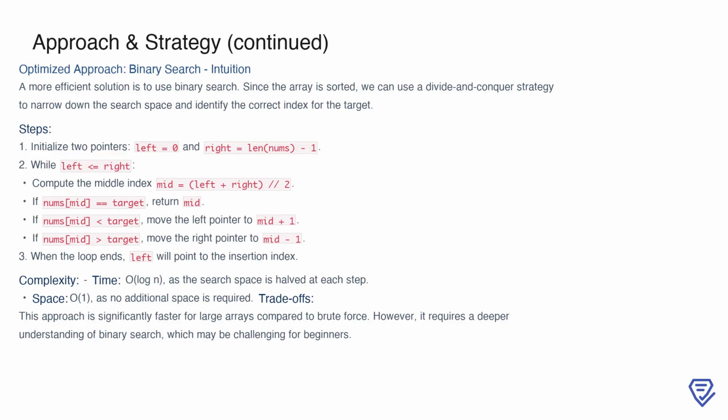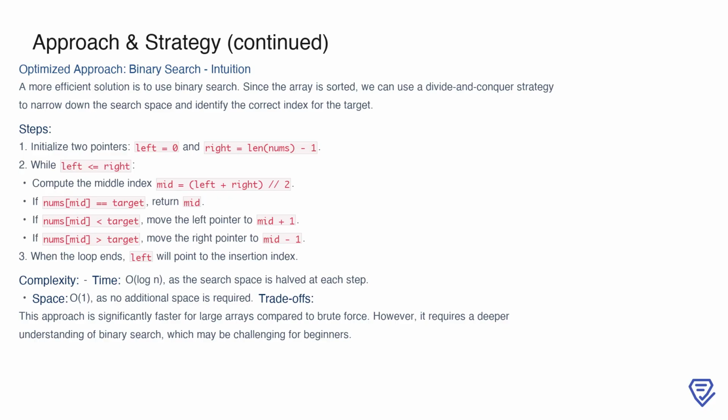If the middle value is less than the target, we shift the left pointer to exclude the lower half of the array. Conversely, if the middle value is greater, we adjust the right pointer to exclude the upper half. This process continues until the pointers converge, at which point the left pointer will indicate the correct insertion index.